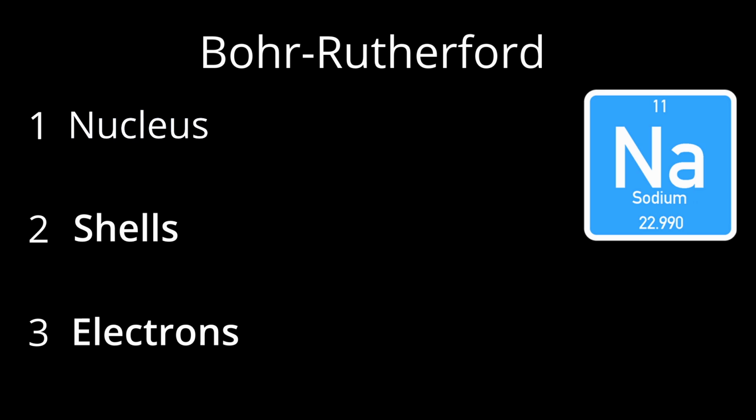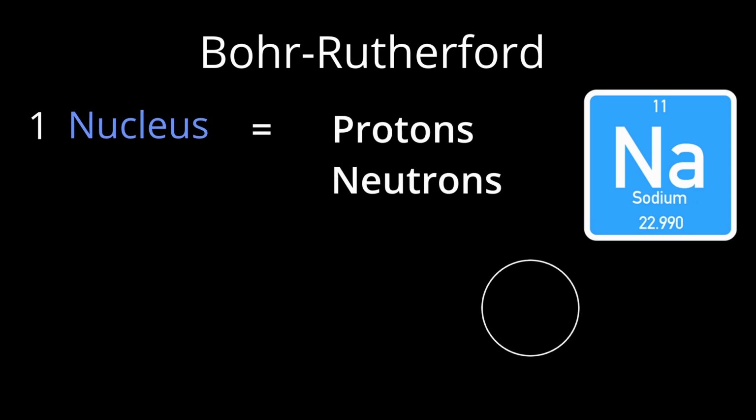First, you need to draw the nucleus of a Bohr-Rutherford atom by determining the number of protons and neutrons in your chosen element. You can easily find the number of protons by just looking at the atomic number, which indicates the order of elements on the periodic table. For sodium, the atomic number is 11.